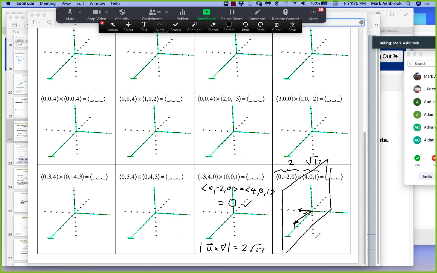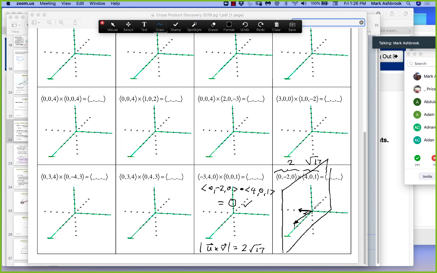So now the direction is determined by the right-hand rule. It's going to be orthogonal to both of these. But then there's two possibilities. There's this one that's mostly up and a little bit back, right? And then there's the direction that's mostly down and a little bit forward. You see that? So these are the two possibilities, and the right-hand rule will confirm which one it is.